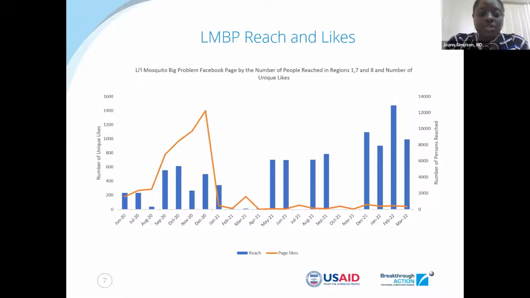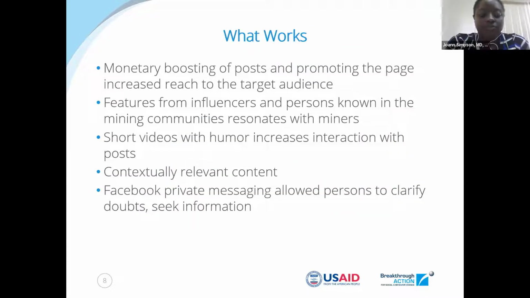So this graph shows how reach of the page has been increasing over time. Increased reach follows monetary boosting of posts, and we've been learning over time which posts increase engagement. Likes to the page are also being maintained steadily over time. What we found that works to reach our target audience includes monetary boosting of posts and promoting the page. This increases reach to our target audience.